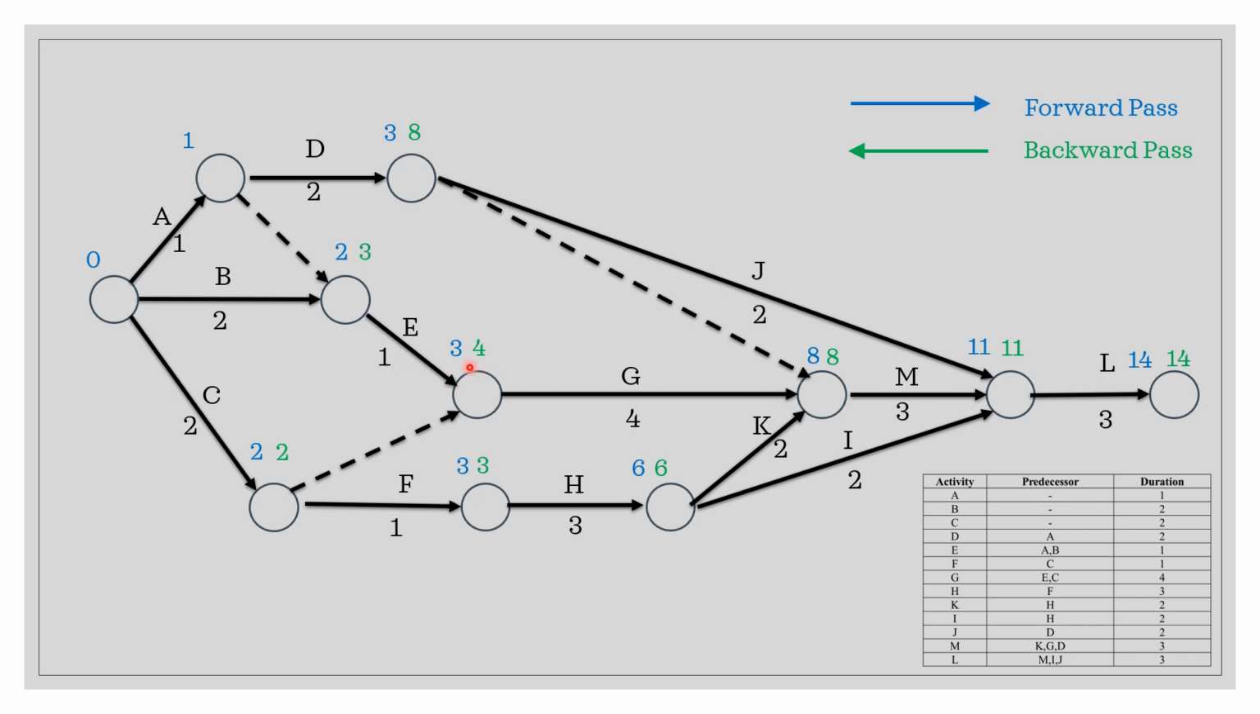So 4 minus 1 is 3, and we need to figure out this one first. Okay, so here we also have to consider two activities. One is from the dummy and one is from D. So 8 minus 2 is 6, or 3 minus 0. Okay, so we take the smaller number, which is 3. Okay, so 3 minus 1 is 2, or 3 minus 2 is 1, or 2 minus 2 is 0. So you take the smallest number.